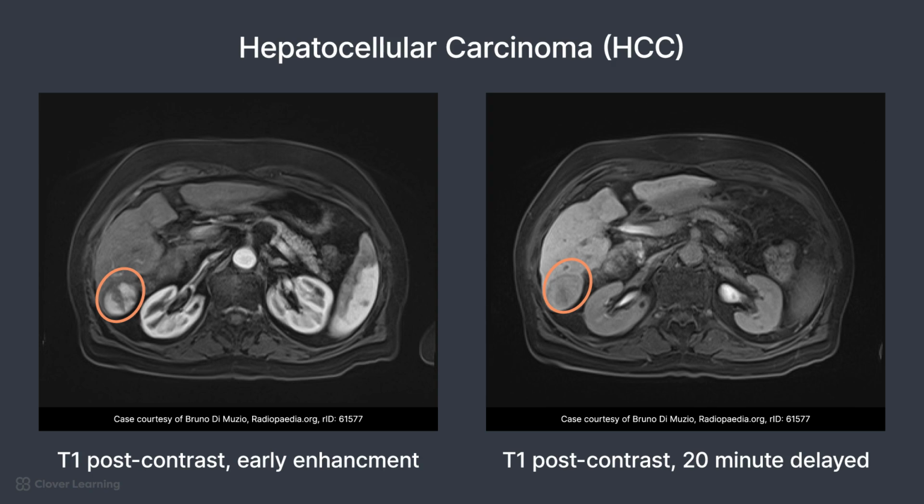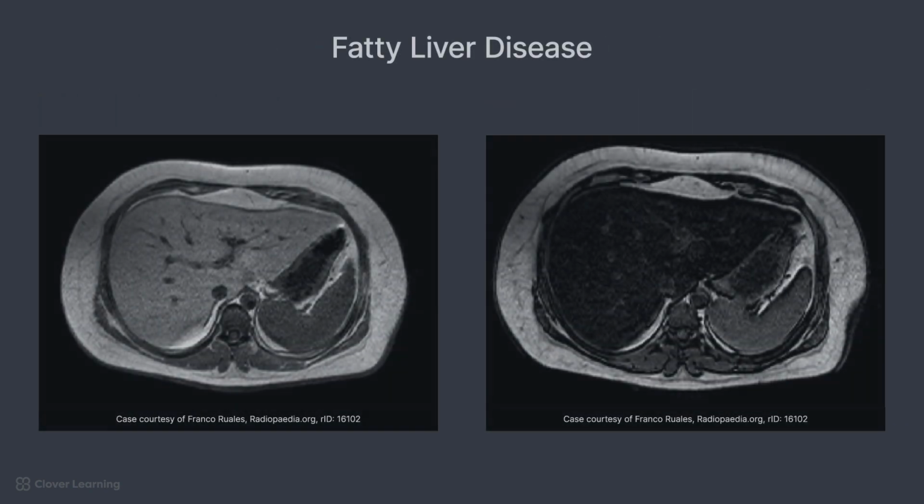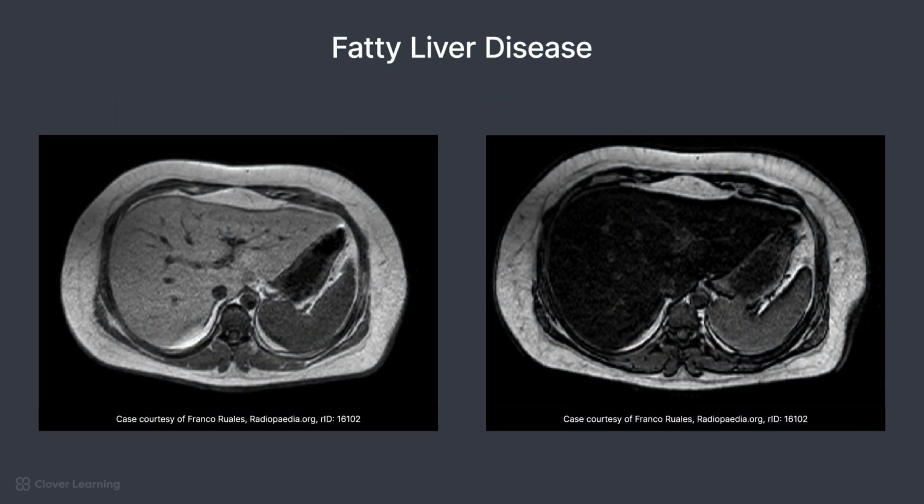phase of injection. Fatty liver disease, or hepatic steatosis, involves excessive fat accumulation in the liver linked to obesity or alcohol. On MRI, it appears as diffuse T1 hyperintensity due to fat content. T2 weighted images are usually normal, and no significant enhancement occurs post-contrast.